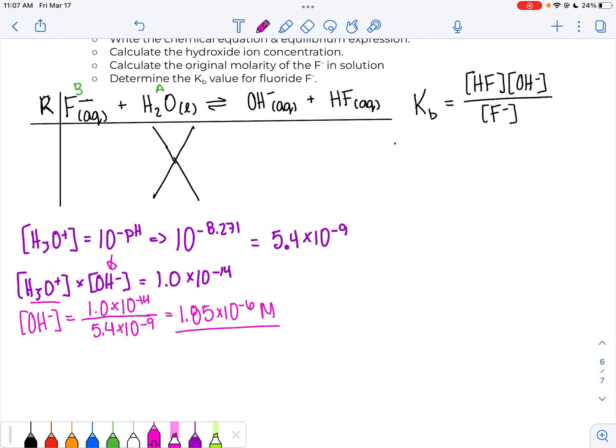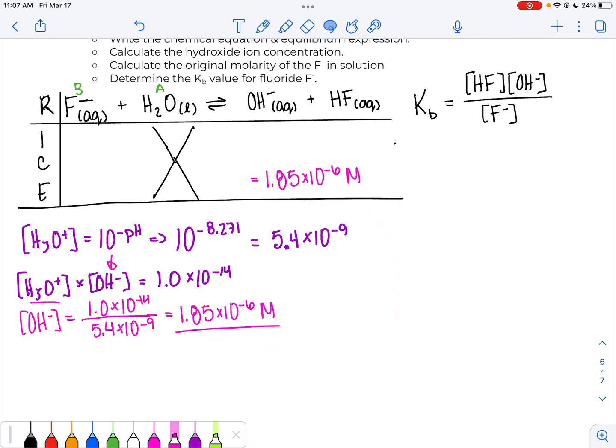So what does this actually represent? Well, at equilibrium, this is my concentration of hydroxide. So I can plug this number into my ICE table. At equilibrium, this is my concentration. So I'm going to plug that in right here. So at the very end of this system, I end up with this concentration of hydroxide.